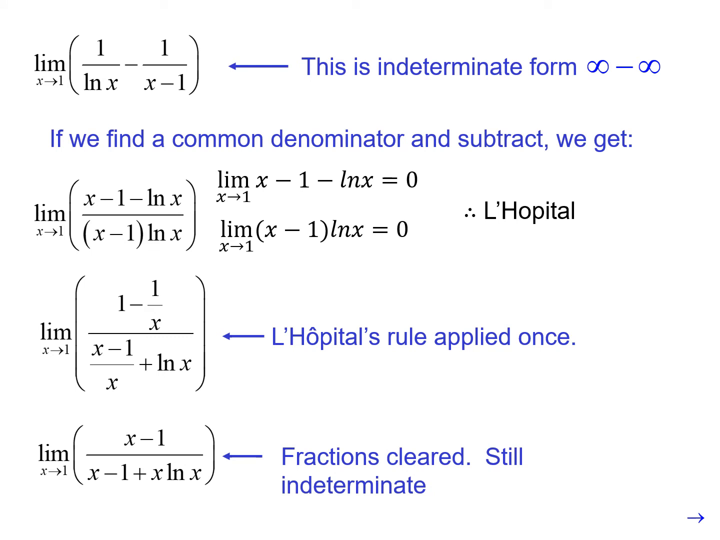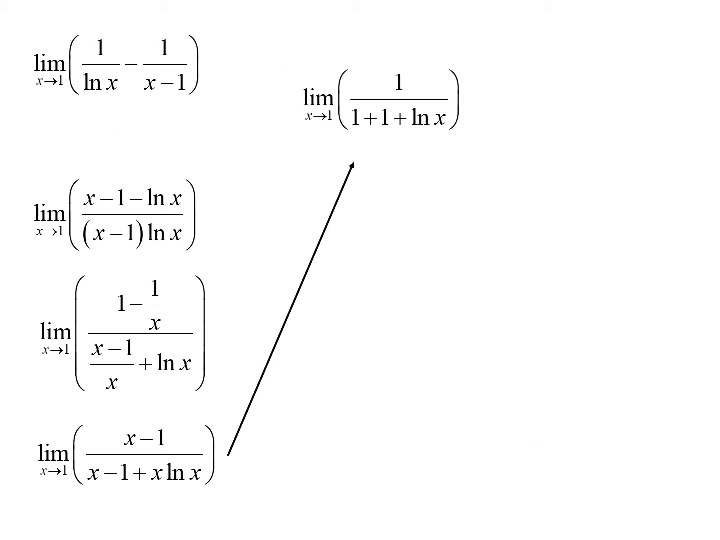All right, so all I did there was clear the fractions, but notice when I do a direct substitution, I get 0 over 0 again. So I'm going to have to use L'Hopital once again. So now that's me taking the derivative of the numerator and the derivative of the denominator. And so now when I do a direct substitution, I'm going to get 1 over 2. And that's my answer.